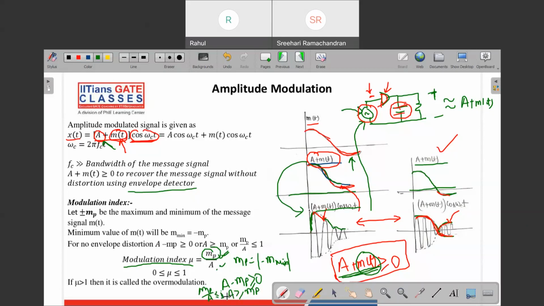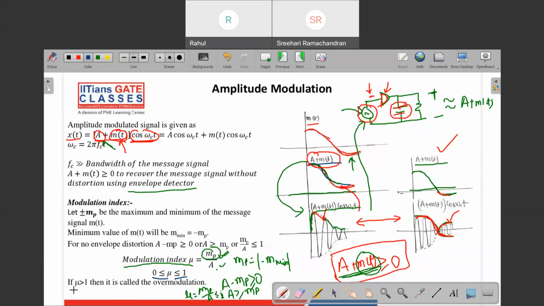So this modulation index Mp by A, which is equal to mu here, should be less than or equal to 1 and greater than 0. This greater than 0 is coming because Mp by A always has to be some positive number, and that's why it's just greater than 0. So the modulation index should always be greater than 0 but less than or equal to 1.